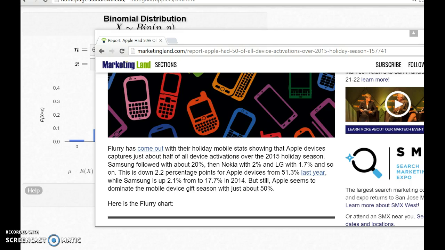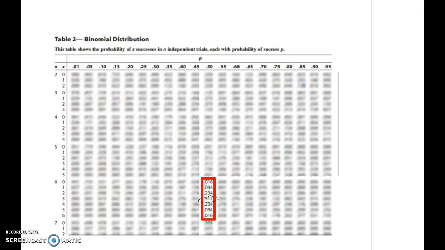From trial to trial, we must have independence. This is picked up by the fact that we have Bernoulli trials. Check the notes for more about Bernoulli trials. In this case, we have 6 Bernoulli trials. Success is defined as activation was Apple, and failure is defined as activation was not Apple.